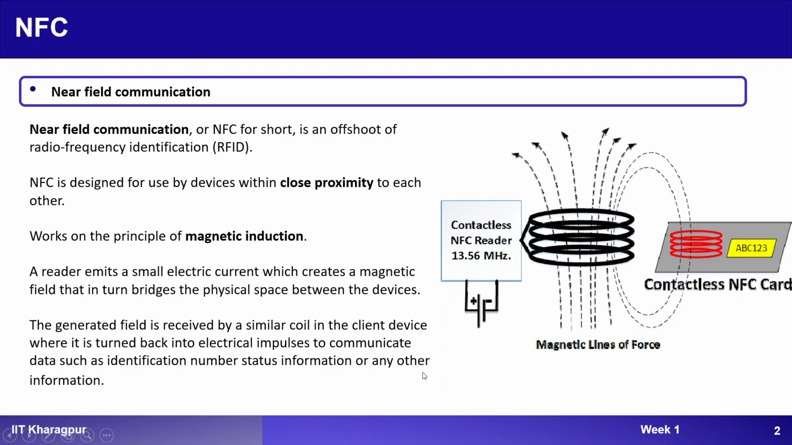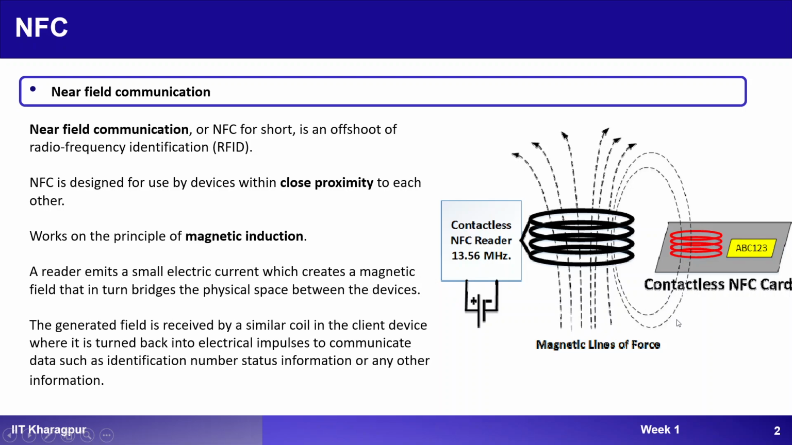This protocol works on the principle of magnetic induction. The reader, that is the RFID reader, emits an electric current, and as we have studied in physics, with the electric current, some magnetic field is also generated. So the magnetic field generated covers the space between the RFID reader as well as the RFID tag. On the RFID tag, there will be a similar kind of coil which will interact with the magnetic field which was generated due to the current emitted by the RFID reader.